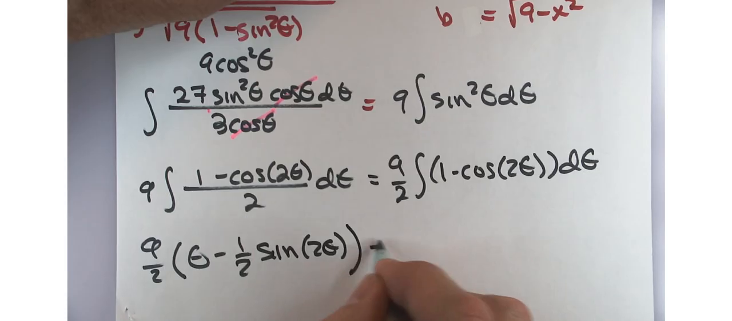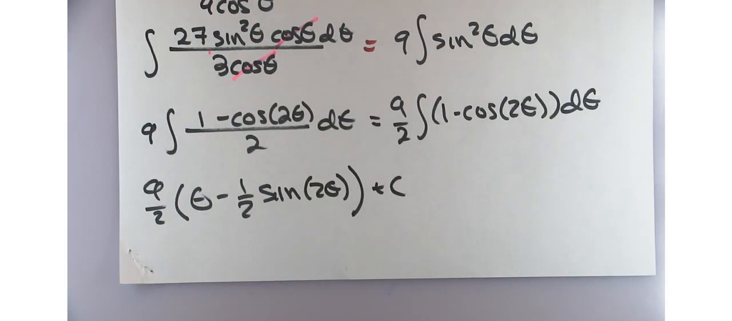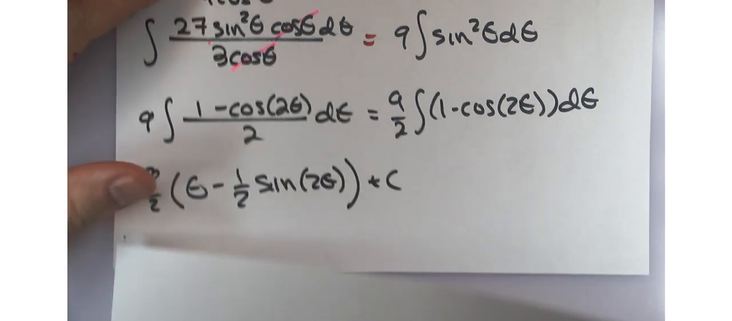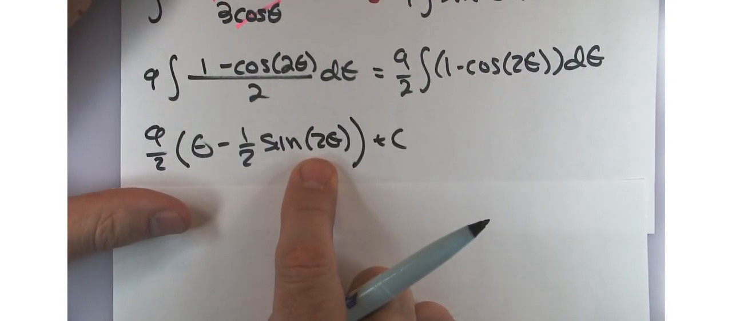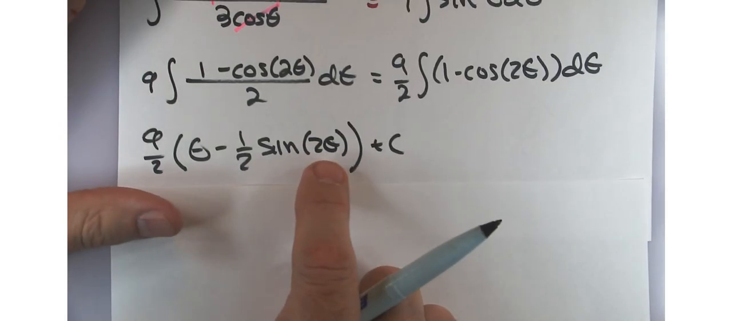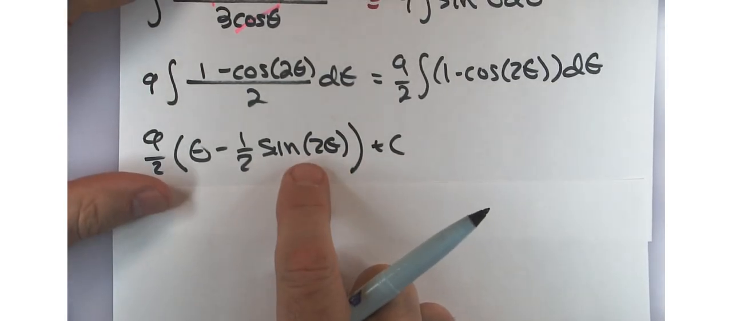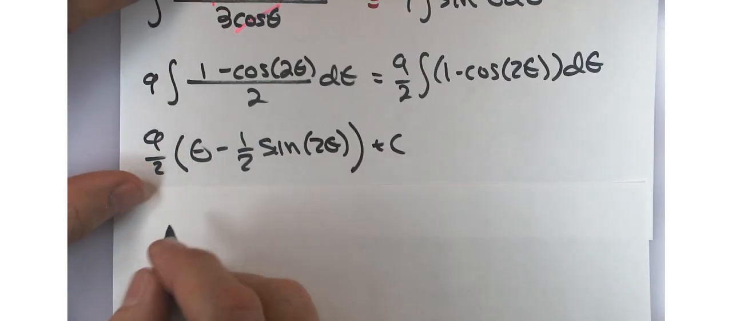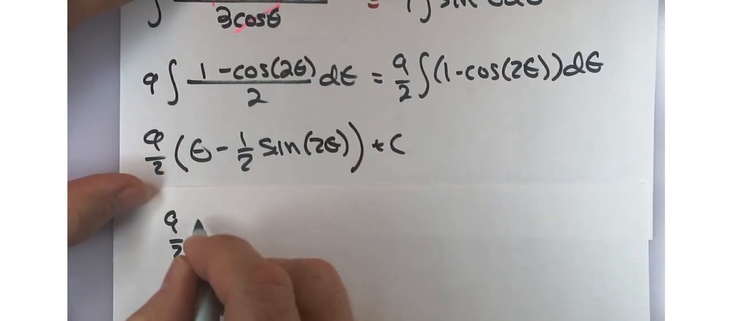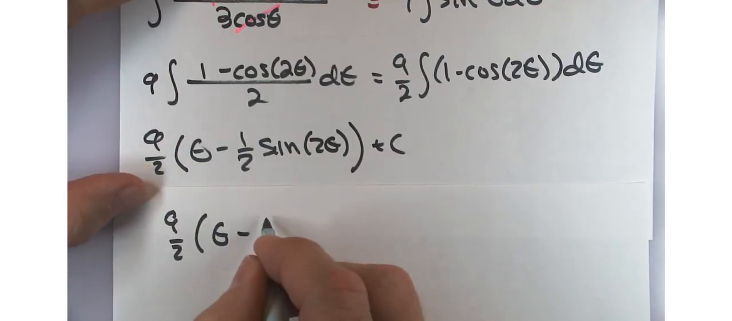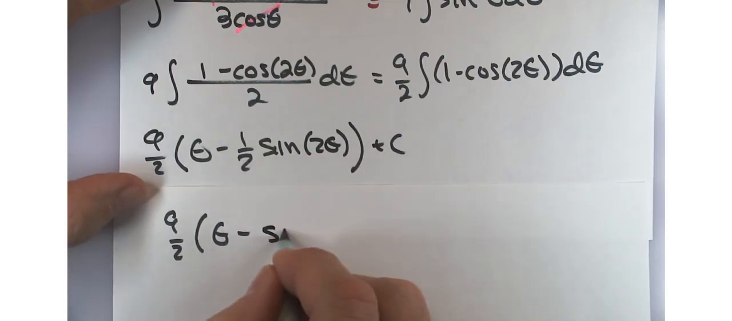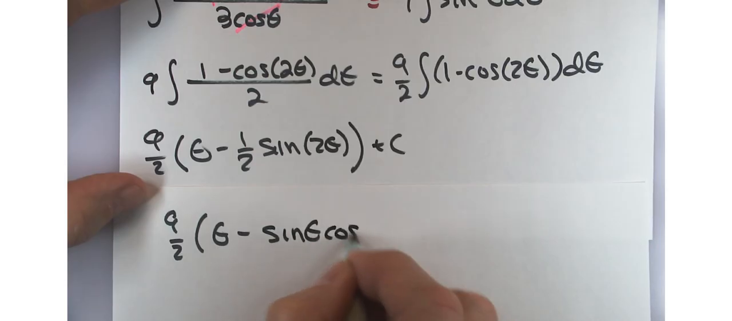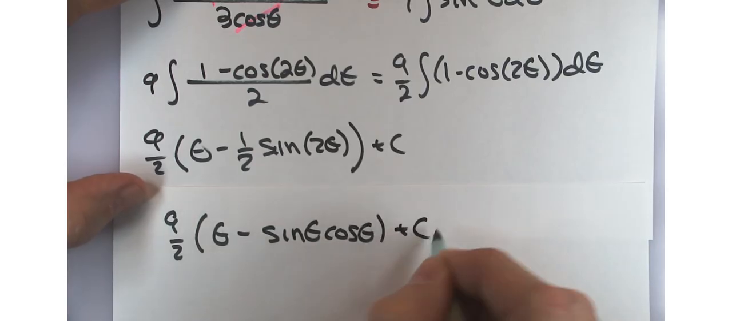Plus a constant. Whew. This one's a little bit more messy than the previous one in one regard here at the end. At the end here, we're going to need to replace this with a trig identity. So it's going to be 9/2 times theta minus half of sine of 2 theta, which is the same thing as sine of theta cosine of theta, plus a constant.